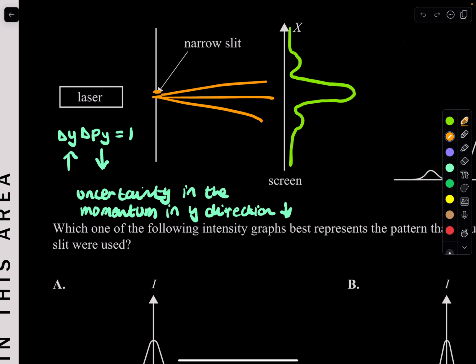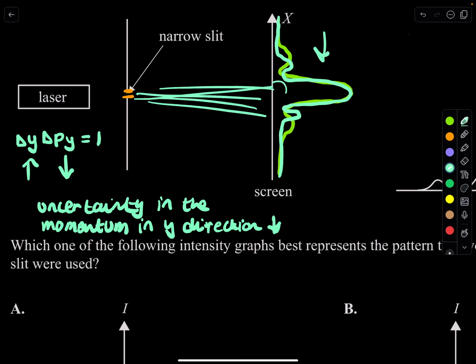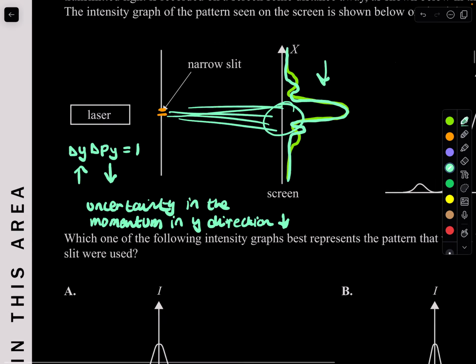So if that's true, you know what the graph's going to look like? It's going to look more condensed. It looks like this, the same, but more compressed, because more of the electrons or photons are going to be hitting the central maximum. So it would be kind of a compressed graph.